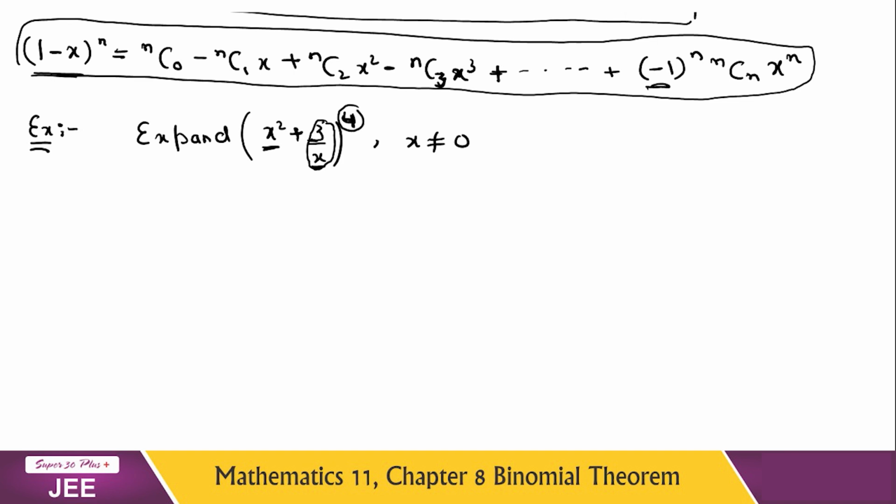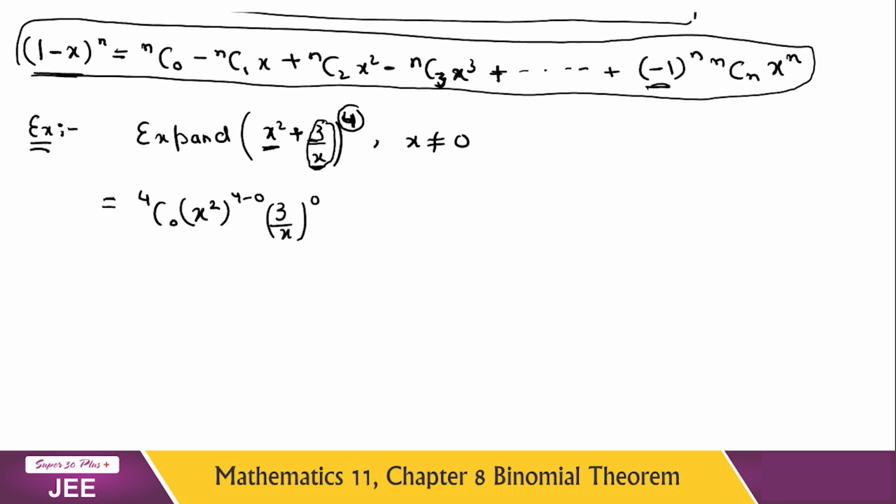So the expansion is going to be, first term is 4C0 (x²)^(4-0) (3/x)^0. Alright, I hope everybody is getting. We have written nC0 a^(n-0) b^0.